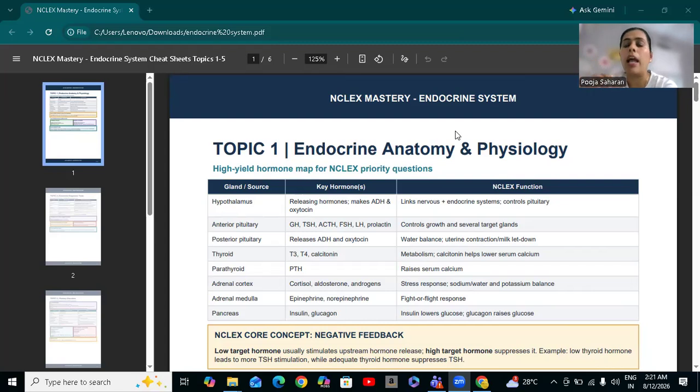For example, antidiuretic hormone. As the name suggests, diuresis means di plus uresis, increasing the amount of urine. If I put anti in front of diuresis, antidiuretic hormone means it is a hormone that is opposite to diuresis.